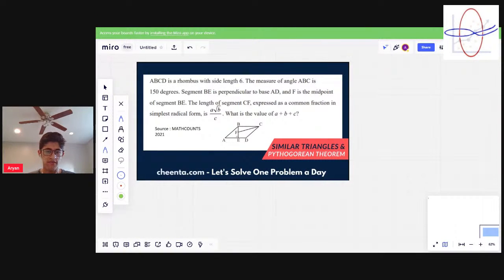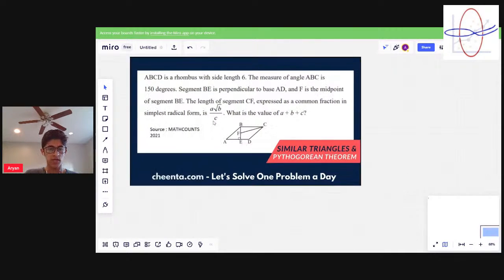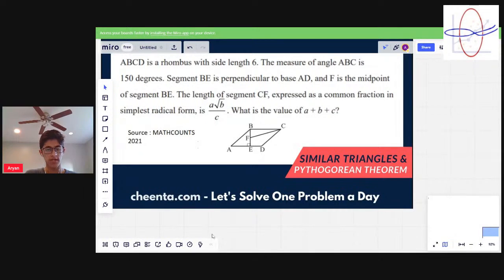Today we're going to be looking at the following geometry problem from Mathcounts, and let's start with a quick read. ABCD is a rhombus with side length 6, and the measure of angle ABC is 150 degrees. Then they tell you that segment BE is perpendicular to AD, and F is the midpoint of BE. We are asked to find the length of segment CF, and we just have to express it in simplest radical form.